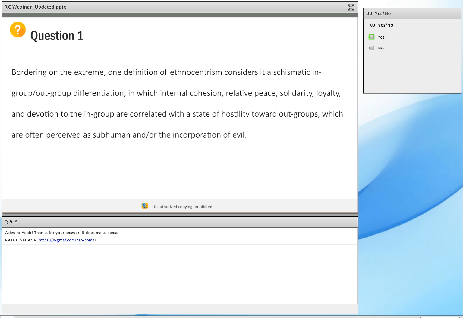Here is the passage. Tell me when you're done reading the passage. I'm going to mute myself during this time.